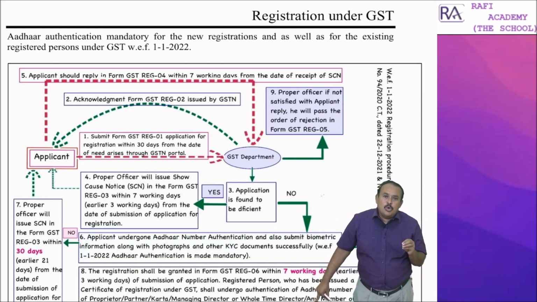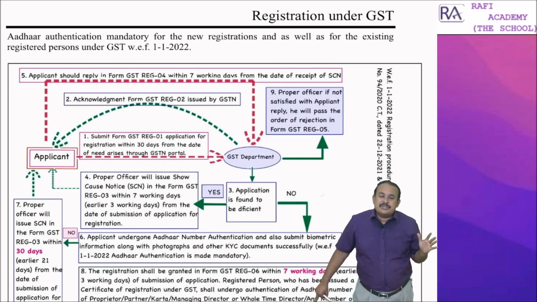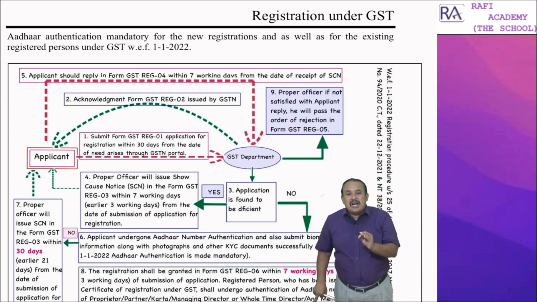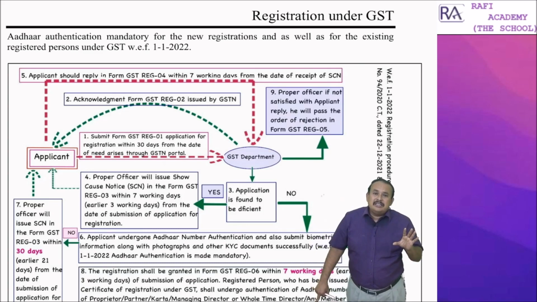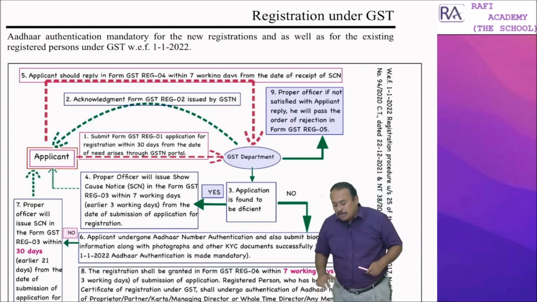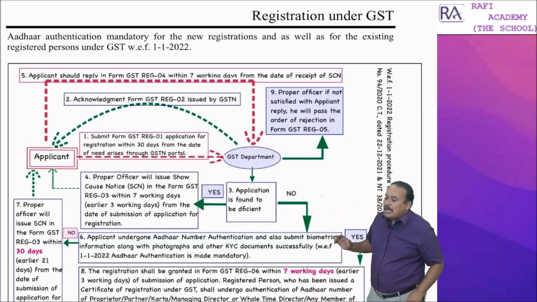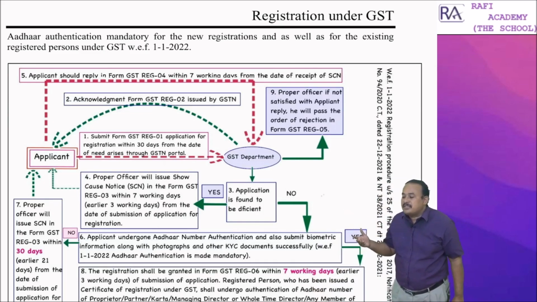A person who got registered without authentication of Aadhaar, or a person who applied newly for registration, in both cases authentication of Aadhaar is made mandatory. Without authentication of the Aadhaar, you are not eligible to avail registration under the GST. So, keeping this amendment in mind, from 1st January 2022, Aadhaar authentication is mandatory for new registrations as well as for existing registered persons under the GST.